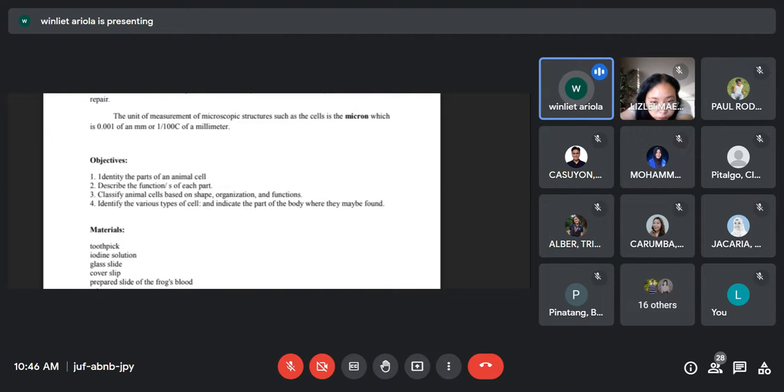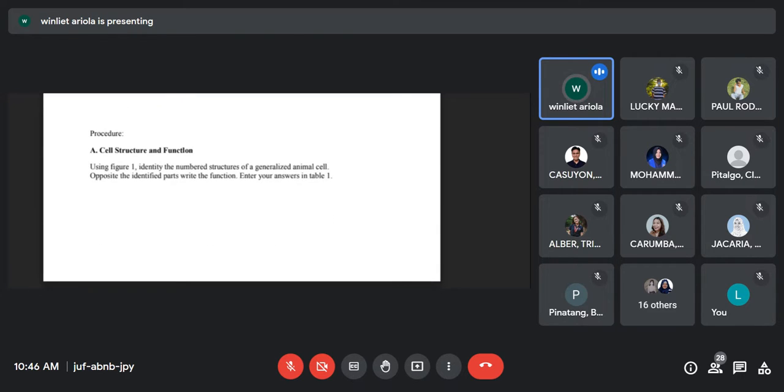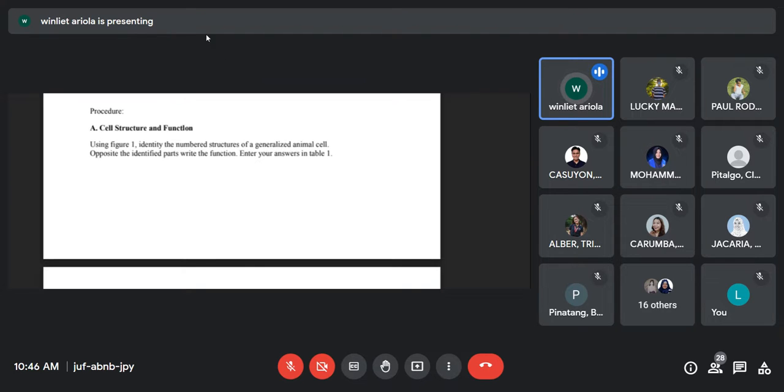Okay, so in this activity, you were able to identify the different parts and functions of animal cell, classify the animal cells based on shape, organization, and functions, and identify the various types of cell, indicate the parts of the body where they may be found or where they are located. So, ito yung isa sa mga mahabang activity natin, no? So, first one, we have the cell structure and function. In this activity, I want you to memorize the basic parts of the animal cell.